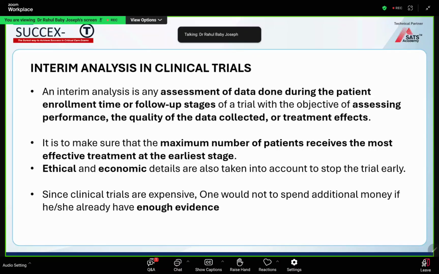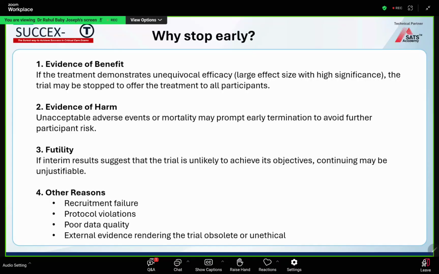You know that all these clinical trials are expensive, so if you don't have enough evidence, there's no point continuing the trial maybe. So there can be different reasons why you may have to stop the trial in between after the interim analysis. One is you already have an evidence of benefit.